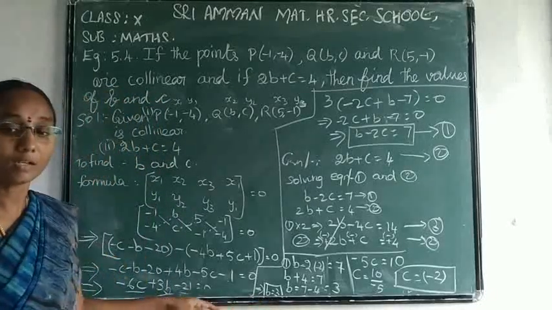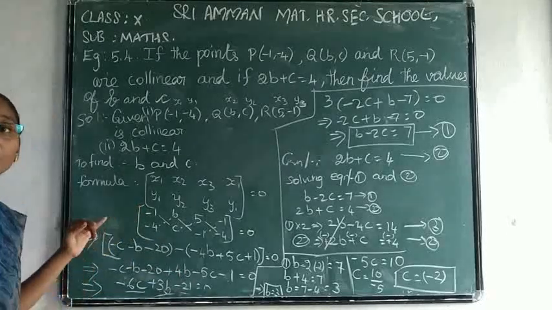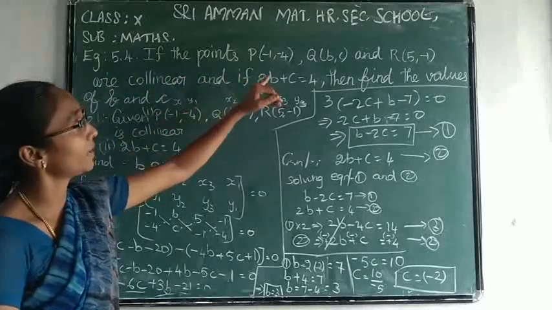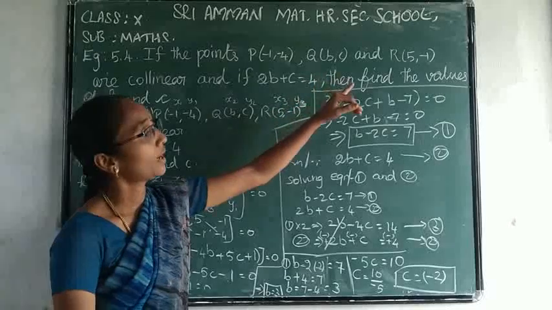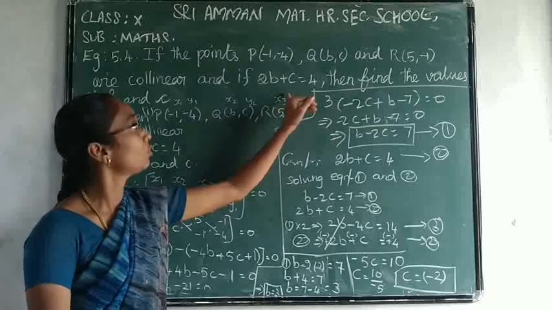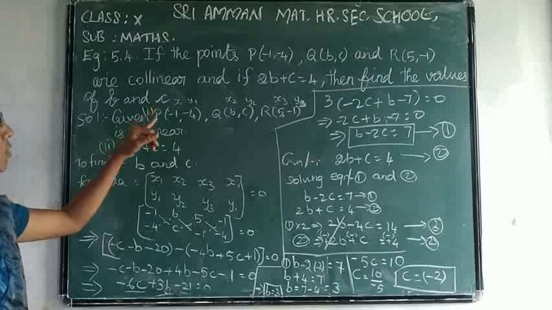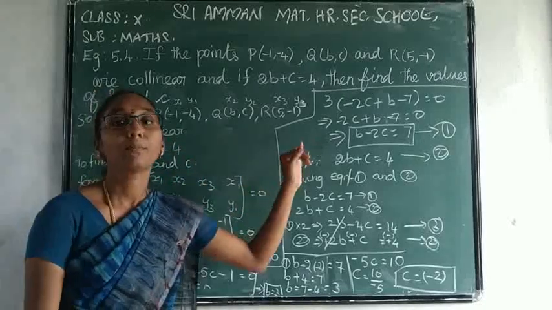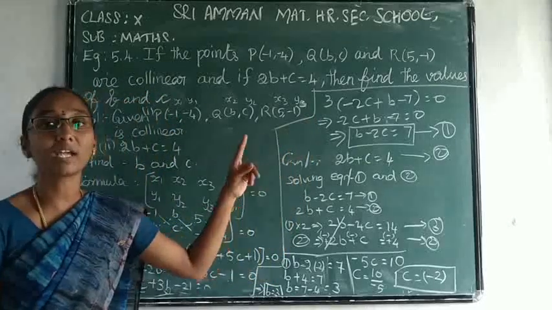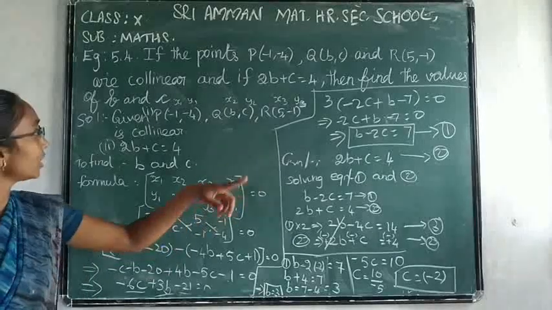Once again I will explain how to do this sum. Listen: if the points P of minus 1 comma minus 4, Q of b comma c and R of y comma minus 1 are collinear, and if 2b plus c equal to 4, then find the values of b and c. What points are given? P, Q, R. These three points are collinear, so the area of the triangle equals 0.